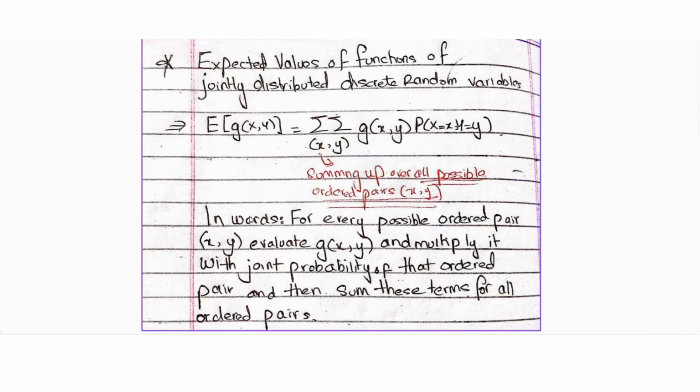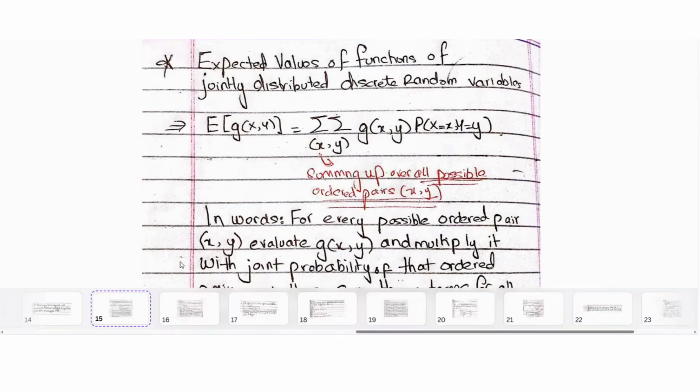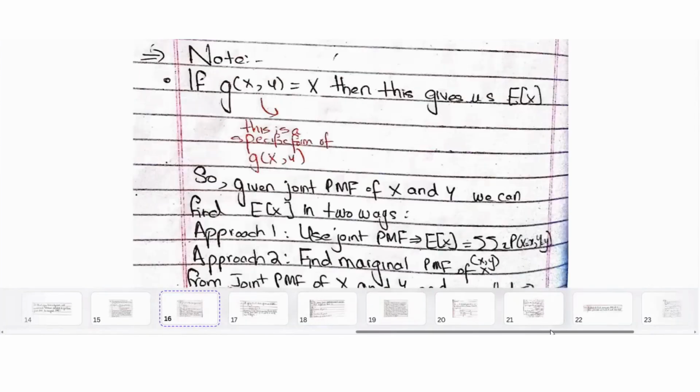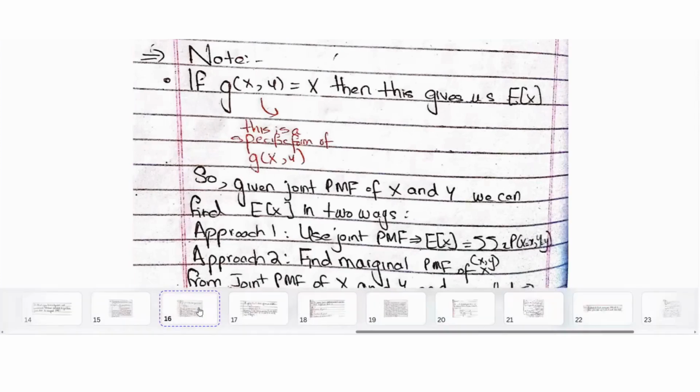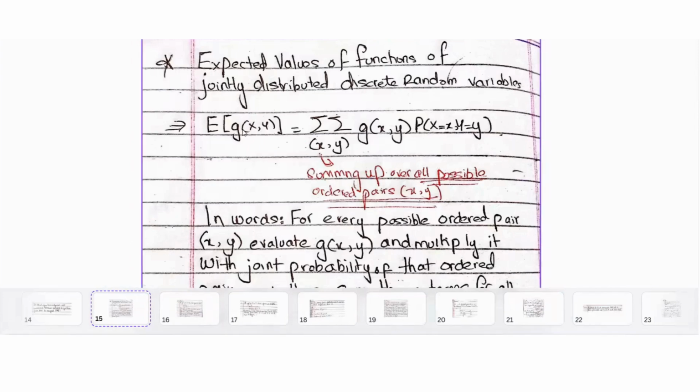So you take every ordered pair (x,y), evaluate g(x,y) for it, multiply by the joint probability of that particular ordered pair, and then sum this up for all possible ordered pairs. If you look at an example, this will make more sense. Here are the two things that we definitely want to know. This is the expected value of any function of the jointly distributed discrete random variables.